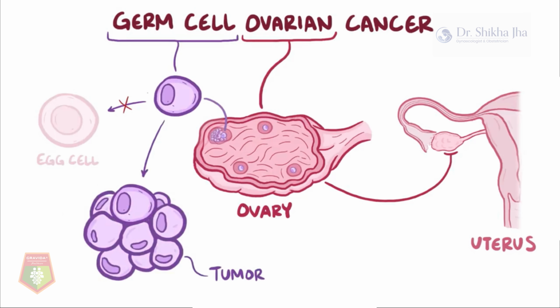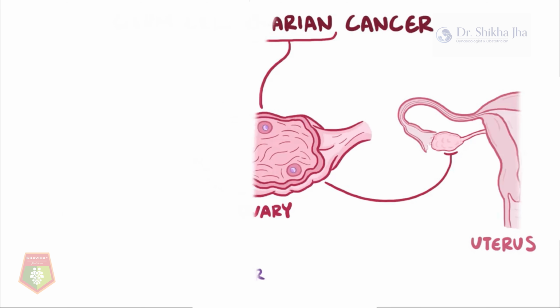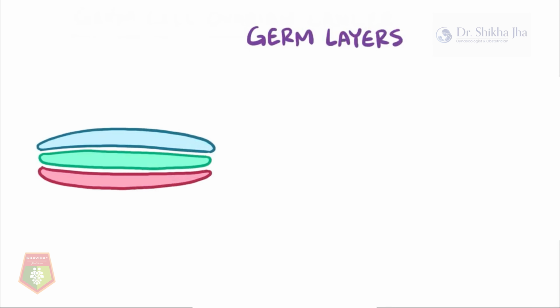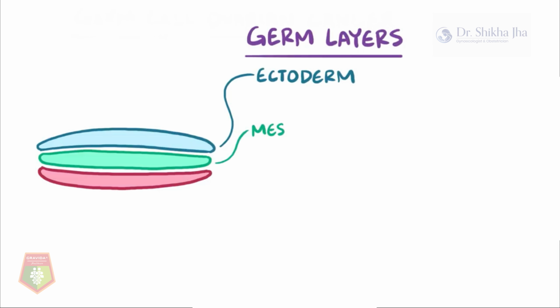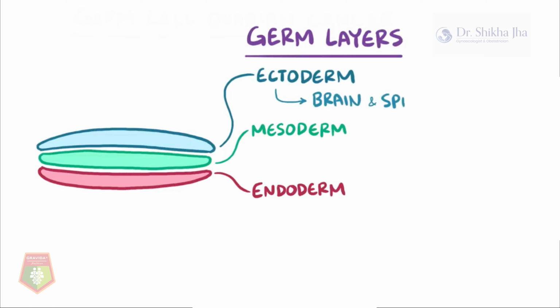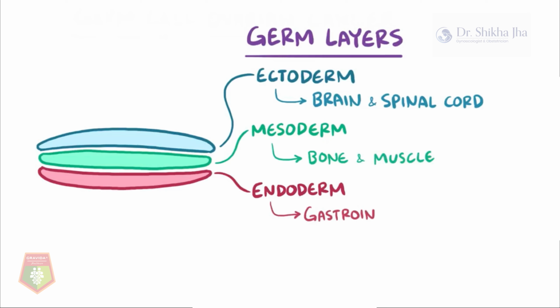and form tumors. During fetal development, the entire body derives from three layers, called germ layers: the ectoderm, mesoderm, and endoderm. These germ layers are made of germ cells, and the germ cells migrate out and differentiate into all of the different types of tissues. For example, some ectodermal germ cells become cells of the brain and spinal cord. Some mesodermal cells form bone and muscle, and some endodermal cells become cells in the gastrointestinal tract.